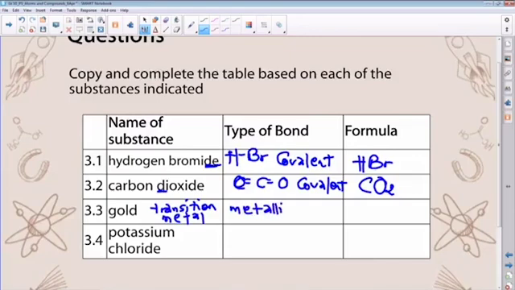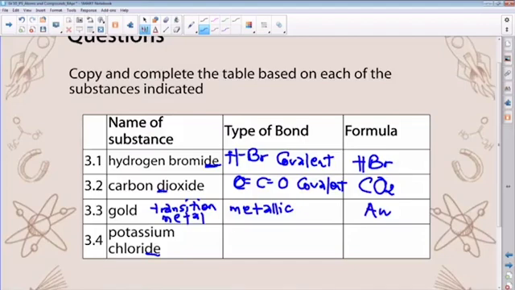Because we discussed it as an example, this is a metallic substance or a metallic element. So we just write down the formula unit as Au there, which represents the atom of that element, which is the basic unit of the metal. Right. And then potassium chloride.